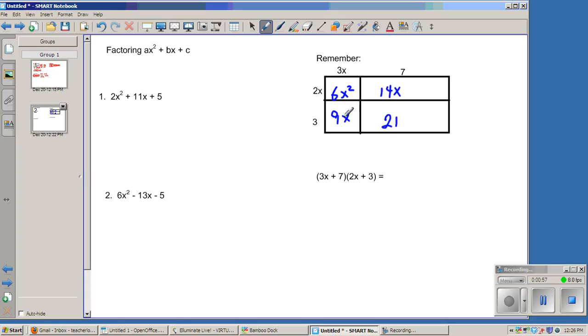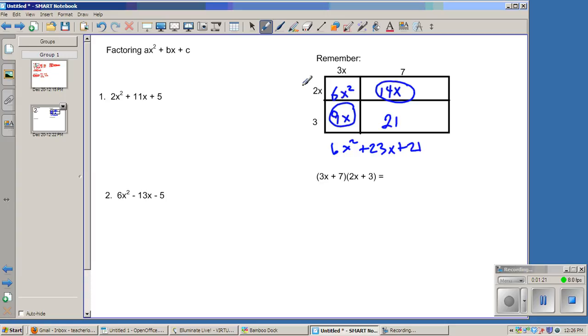And I see if I wanted to write the area of this whole entire rectangle, I could add the 9x and the 14x because they're like terms. And I could write the area of the whole rectangle as 6x squared plus 23x, which is what I get when I add 9x and 14x, plus 21. That's one way of writing it.